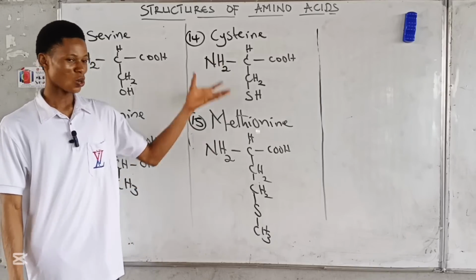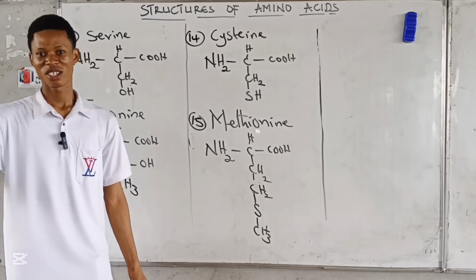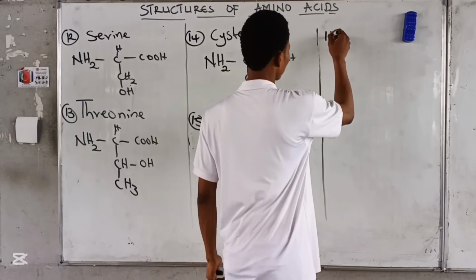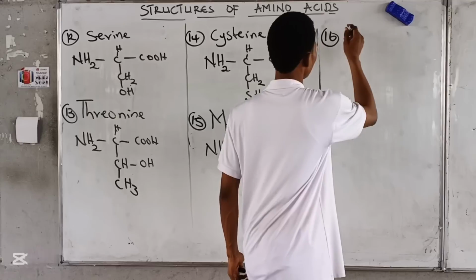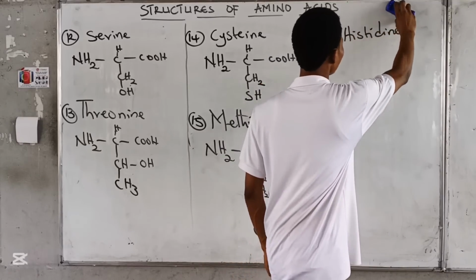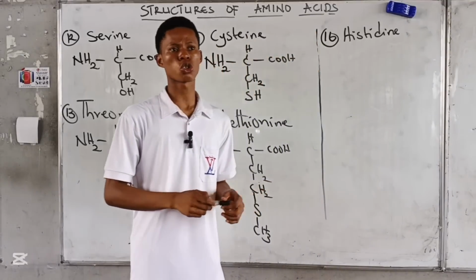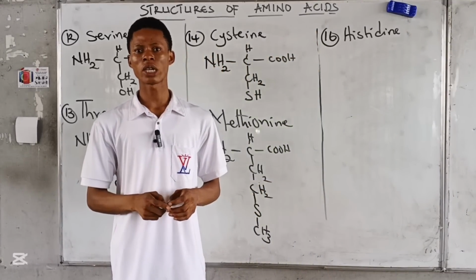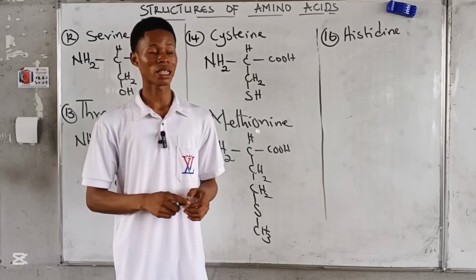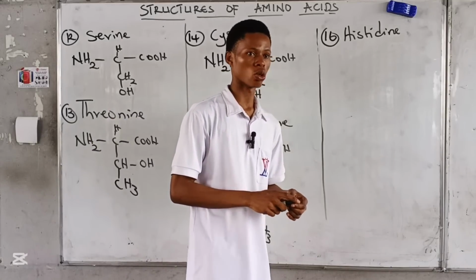All right. So this is it. We have 5 more. We are making progress. Now, number 16. Let's draw histidine. Now, when we're classifying amino acids based on structure, we said histidine falls under heterocyclic, right? Heterocyclic, meaning it contains heteroatom.